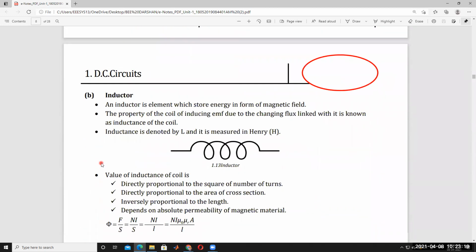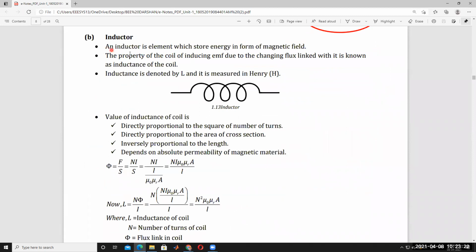And then coming to the inductor. An inductor is an element which stores energy in the form of an electromagnetic field. This is very, very important. The energy stored in an inductor is in the form of an electromagnetic field. In a capacitor, it is an electrostatic field, in the form of charge. Energy stored in a capacitor is in the electrostatic field.